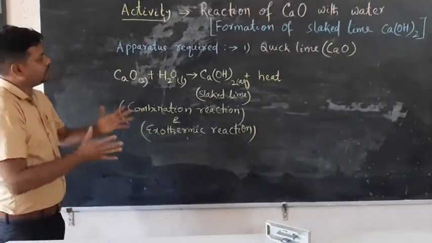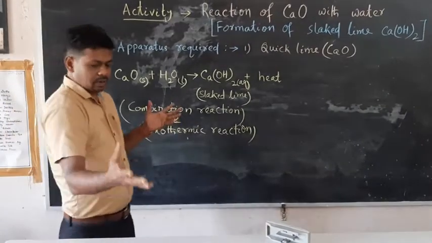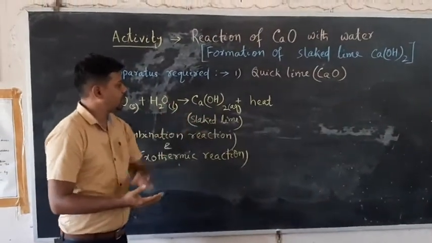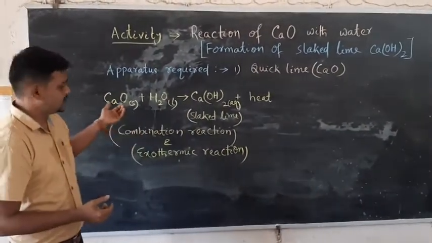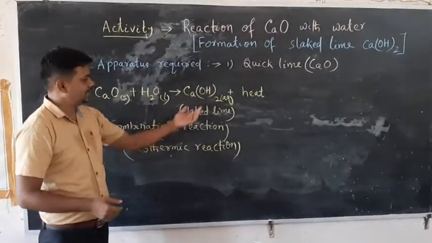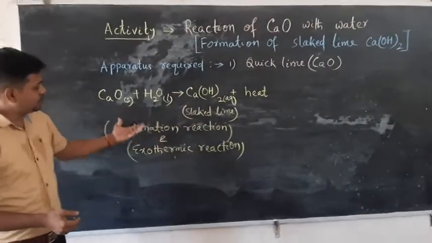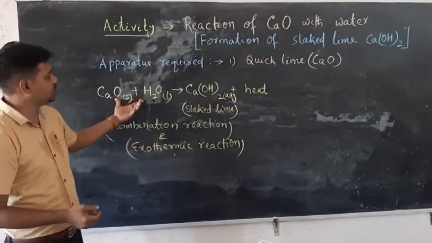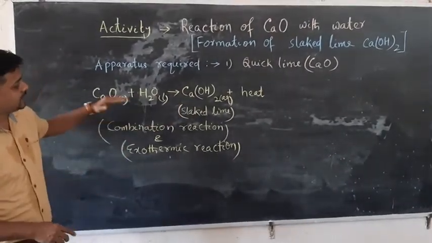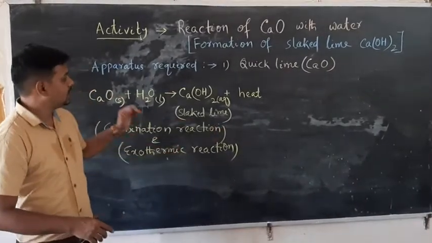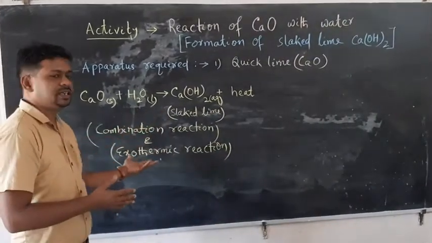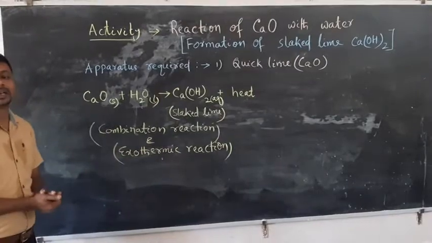So what we have learned from this activity is that when calcium oxide, that is quicklime, dissolves in water, it forms calcium hydroxide. As a metal oxide dissolves in water to form a metal hydroxide, it is also a base. It can be called a combination reaction, as two reactants combine together to form a single product. Another point is that it is an exothermic reaction, as heat is generated during this reaction. So this reaction can be called a combination reaction as well as an exothermic reaction.